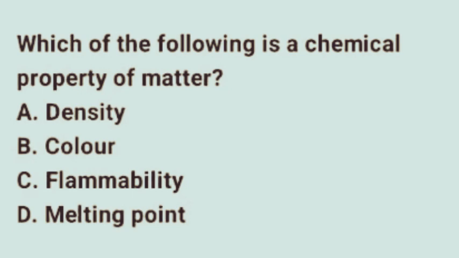Now let's explain. A chemical property describes how a substance reacts to form new substances. Flammability shows how easily something burns, producing new compounds. Density, which is option A, color, option B, and melting point, option D, are physical properties because they don't involve a change in chemical identity. So the correct option there is option C, flammability.